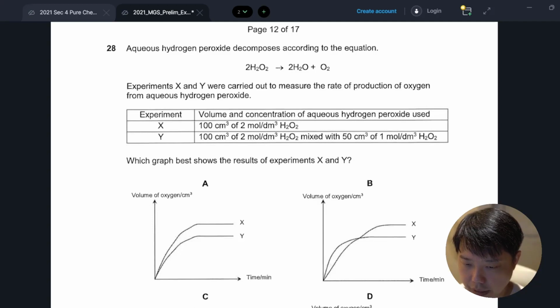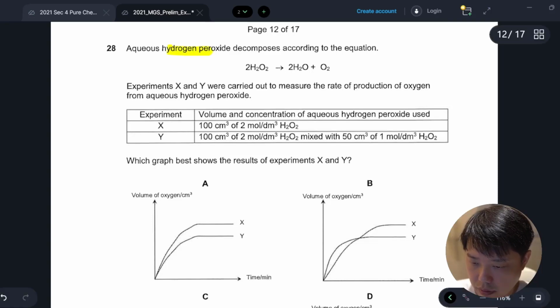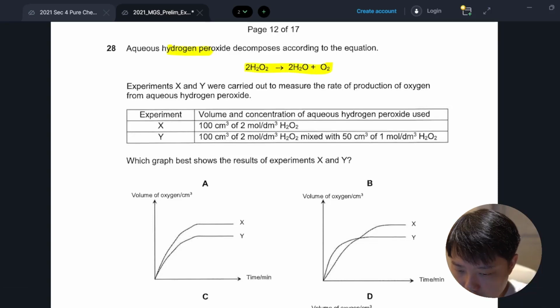Right, guys, let's look at another question from MGS 2021. This question is about the decomposition of hydrogen peroxide, according to this equation. Experiments X and Y were carried out to measure the rate of production of oxygen from the peroxide decomposition. You have the volume and concentration here, volume and concentration here, and volume and concentration here. Which graph best shows the result of experiments X and Y?